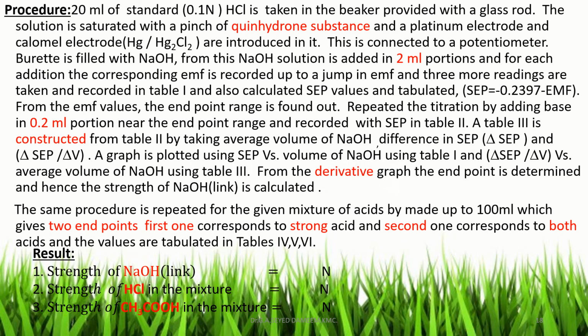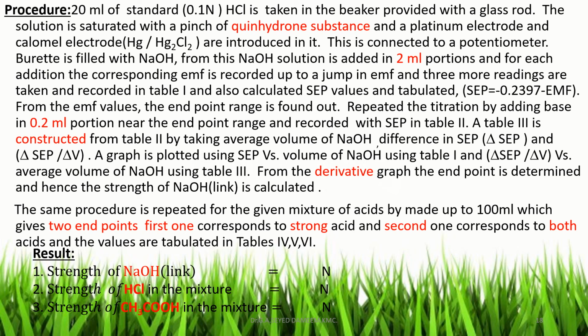The given mixture, which contains a strong acid and a weak acid, is made up to 100 ml using distilled water in a 100 ml standard measuring flask. From this, 20 ml of the mixture is pipetted into a clean beaker, and the electrode, calomel electrode and a pinch of quinhydrone are added as before. The same titration procedure is repeated for getting the endpoints, but here two endpoints are obtained.